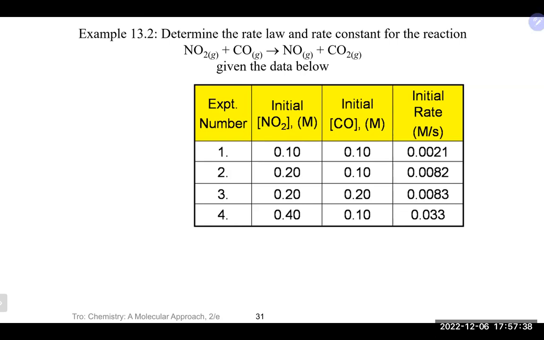All right, so let's take this here. Let's calculate the rate law. Let's figure out the orders, the value of the rate constant, and the overall order of this reaction, based on this table of information.